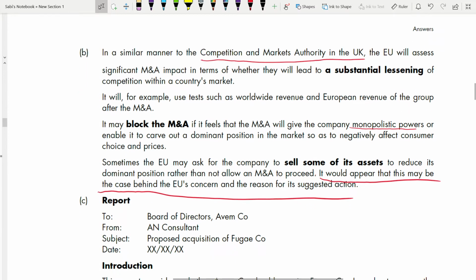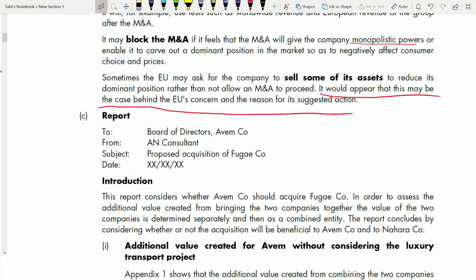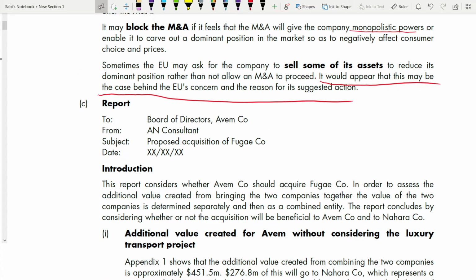Coming to part C, the report. This was the format I gave you. To whom? Board of Directors of the company. Clearly they have mentioned it. From whom? A consultant. You are a consultant. Subject: any subject you can give, proposed acquisition of this company. And date: the date of your exam you have to give. Introduction. The introduction is very small. Introduction is basically all your requirement.